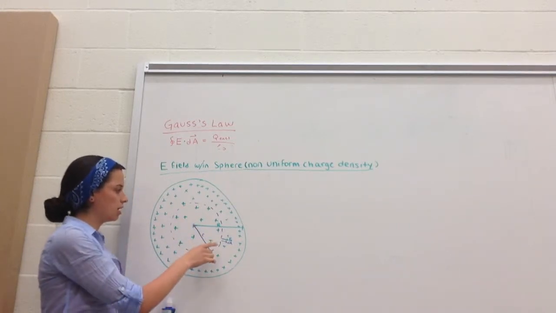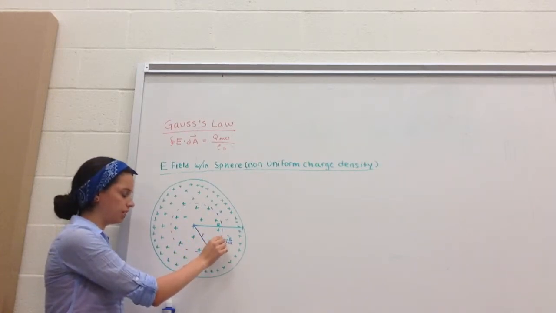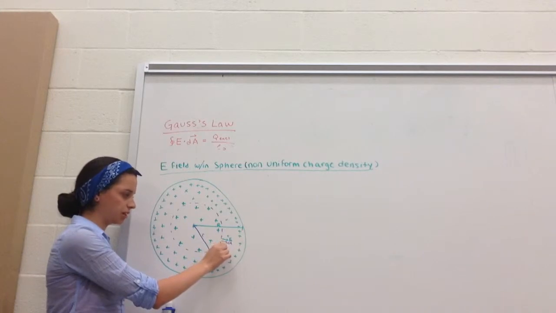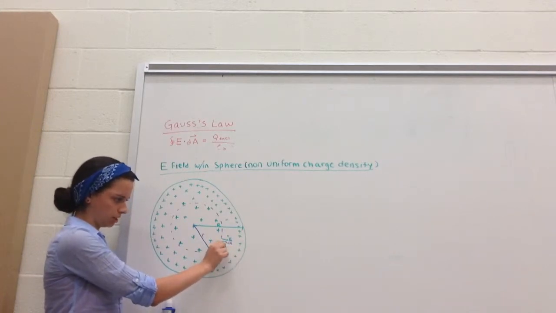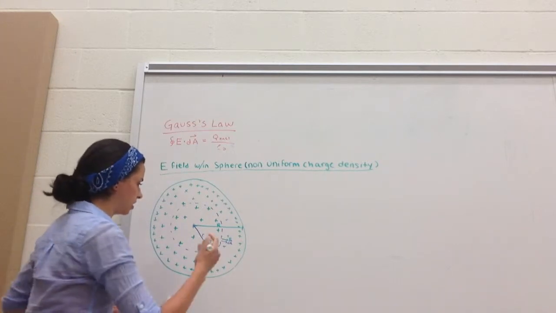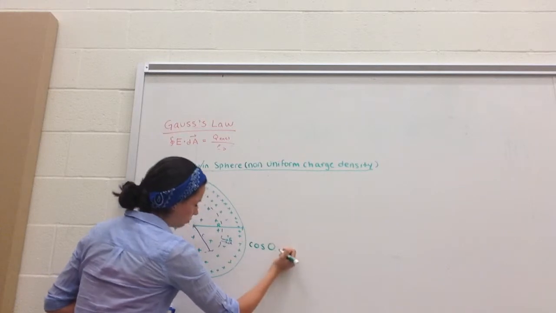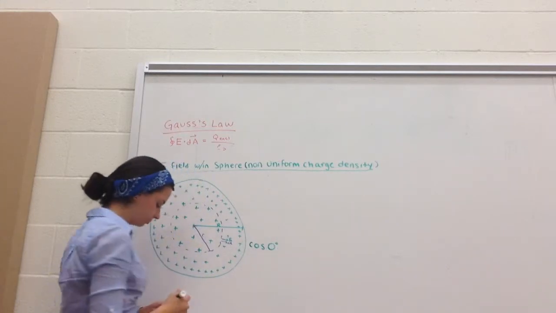Now, as you can see, everywhere on the sphere, the electric field makes an angle of 0 with the flux, dA, represented by this little blue arrow right here. So that means that it's going to be cosine of 0 when we do our Gauss's law equations.